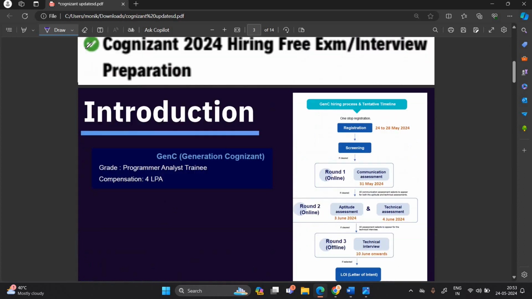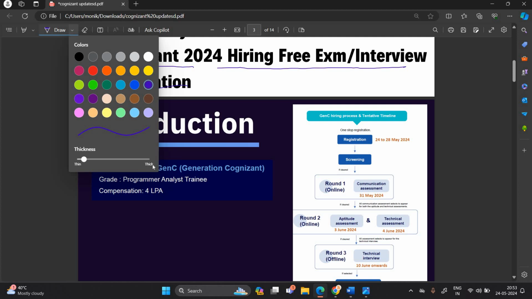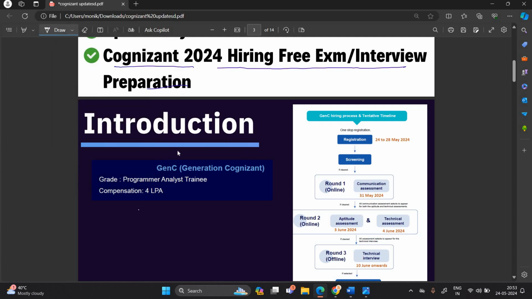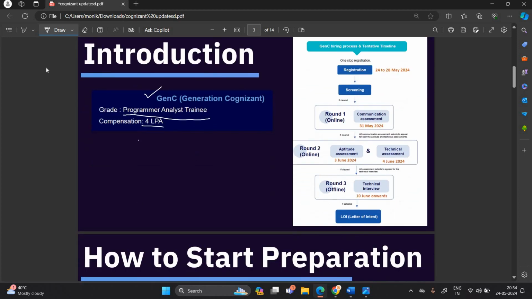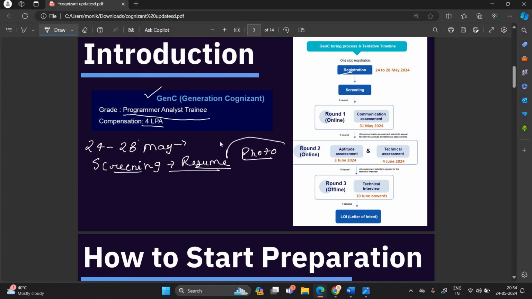Okay guys, let's start the Cognizant introduction related to hiring. Cognizant announced the GenC opportunity, a Programmer Analyst Trainee role, salary 4 LPA. The registration timeline is from 24 to 28 May. Then there is a screening, which means they will check your profile and resume, a resume shortlisting process. I suggest a photo is mandatory in the resume, as they mention in the guidelines, so you can update your resume accordingly.